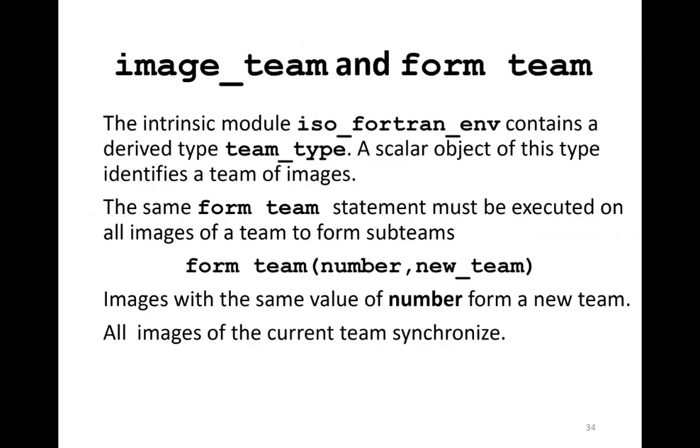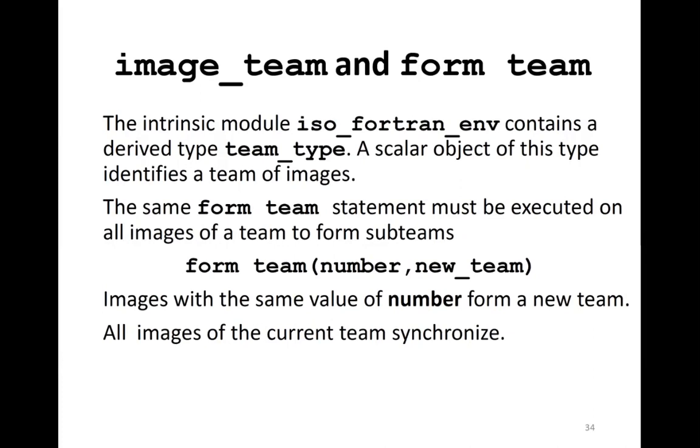Forming a team is done by subdividing what you have at the moment into parts. You do that by having an integer for each of the parts. So you want to divide the current team into just two. One part would be part one and the other part would be part two. You execute a form team statement, and on each image, you say whether you're going to be team one or team two with the number. So this is the argument here of form team.